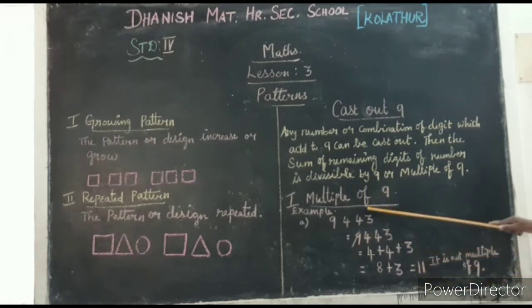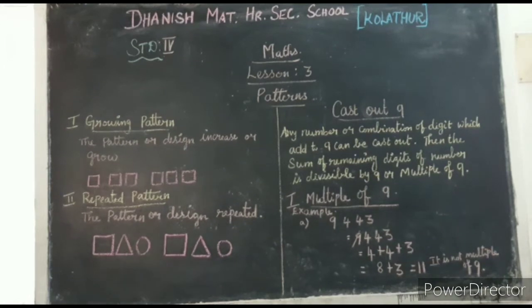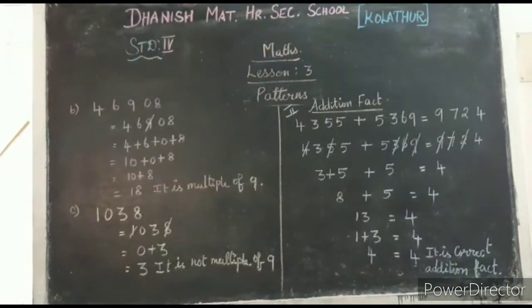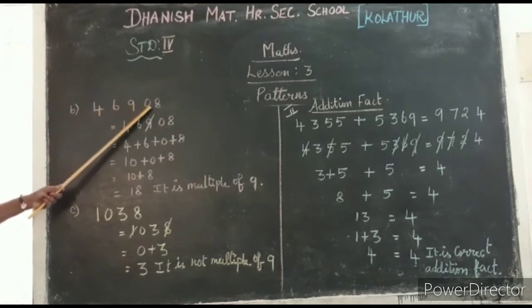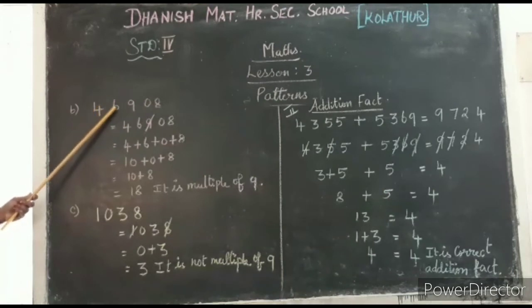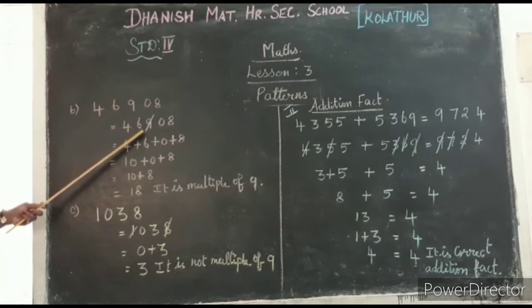So this number, that means 9443, we have to check whether this number is a multiple of 9 or not. So whenever a sum is given, we have to write the number as such again.